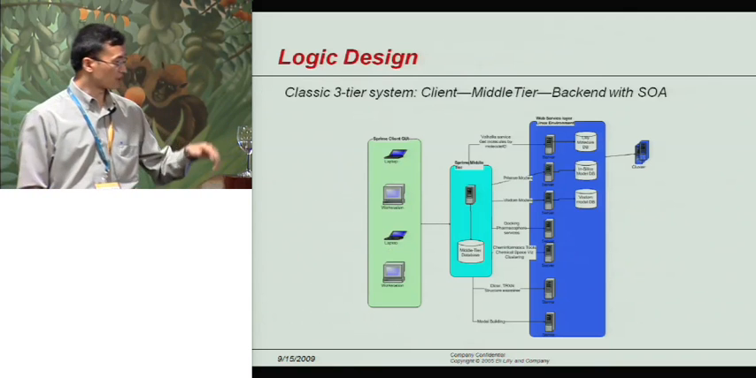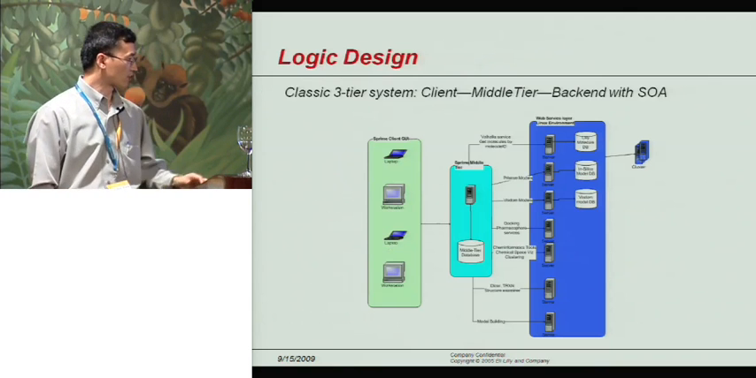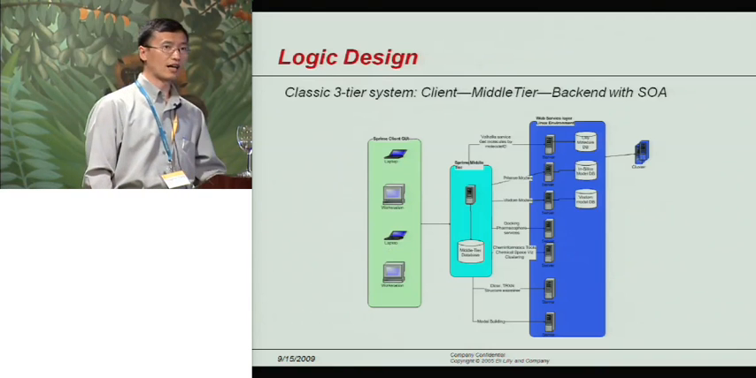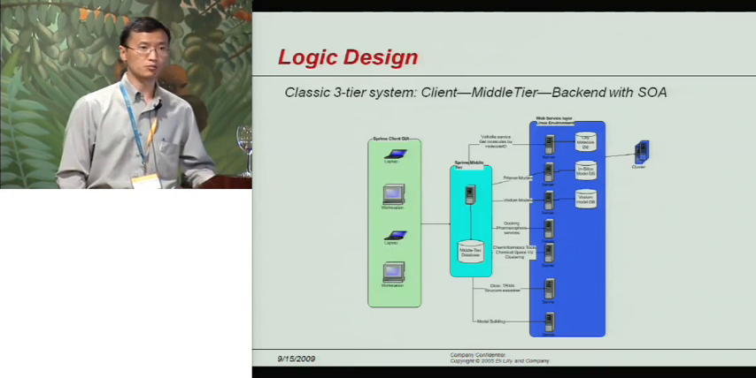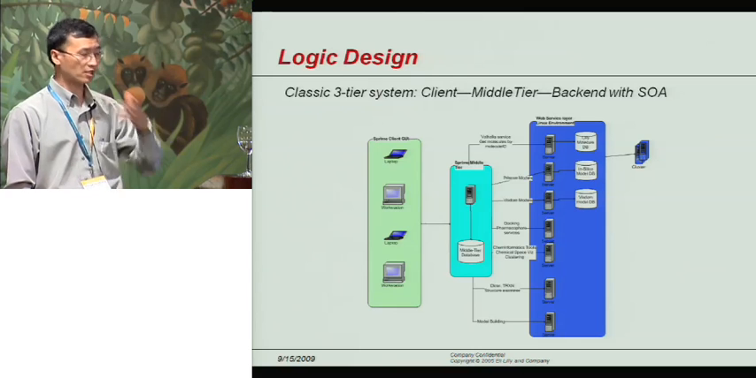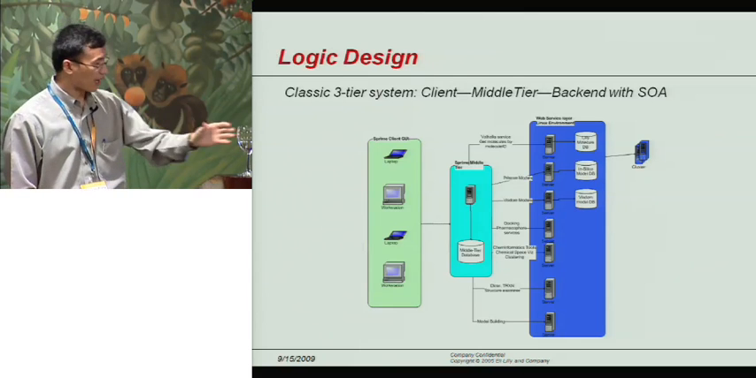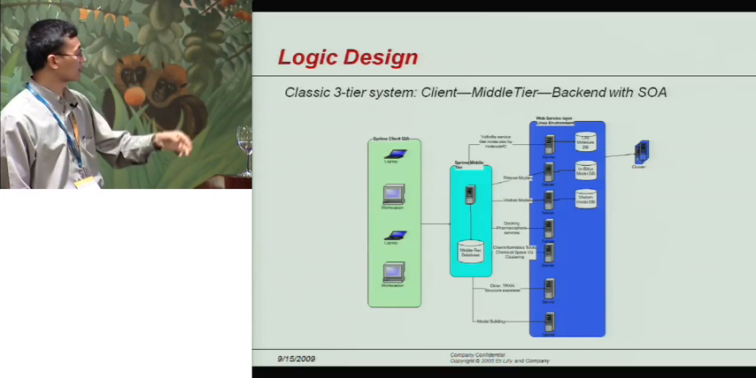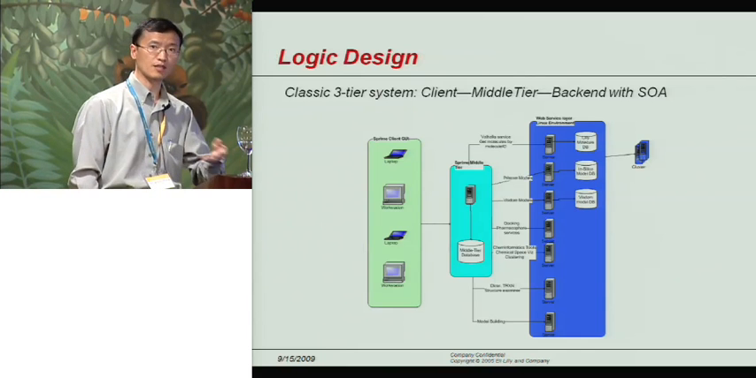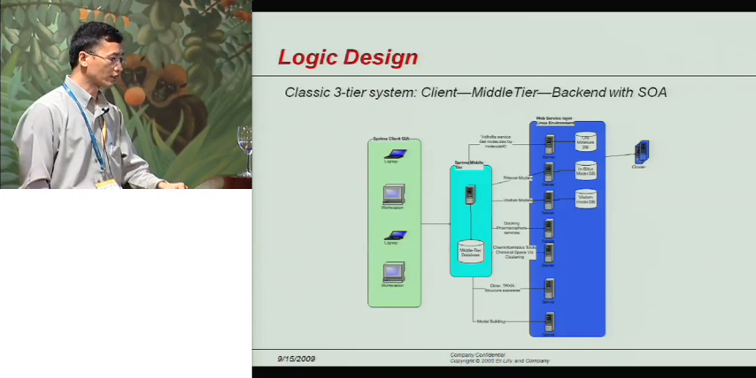So here is quickly the logical design, and it is a classic three-tier system. We have a client which is deployed onto the user's desktop, and we have a backend on the left which sits most likely on a Unix box, and some services on a Windows box.